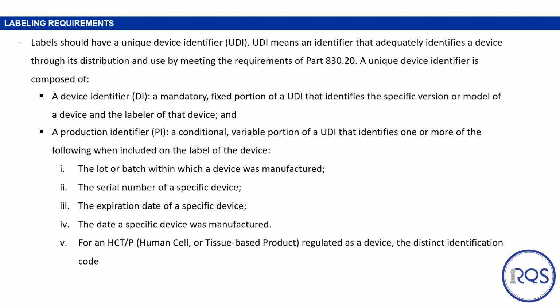The production identifier is a conditional variable portion of the UDI that identifies one or more of the following when included on the label: the lot or batch number, the serial number, the expiration date, the manufacture date, and for tissue-based product, the distinct identification code.